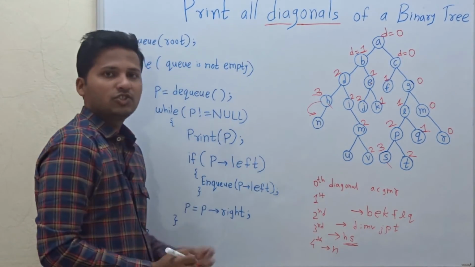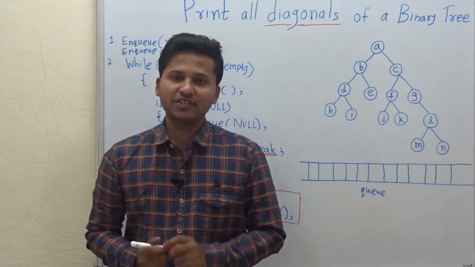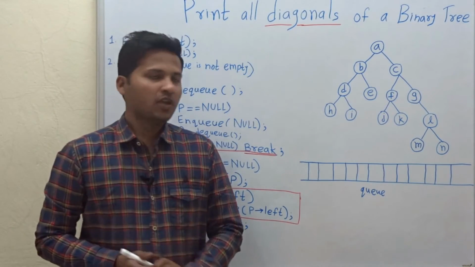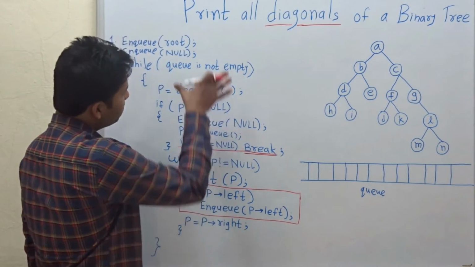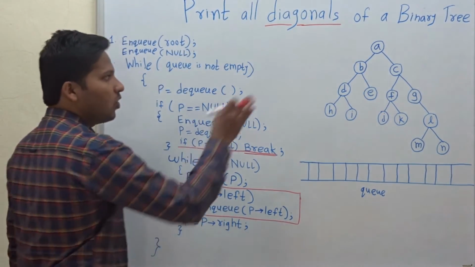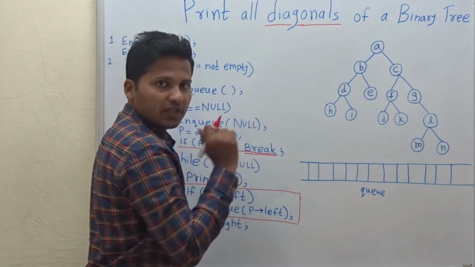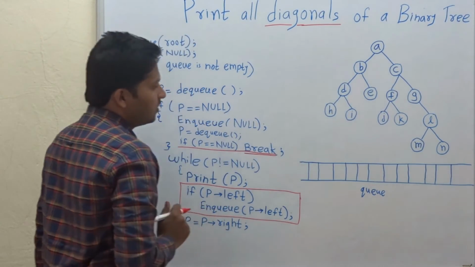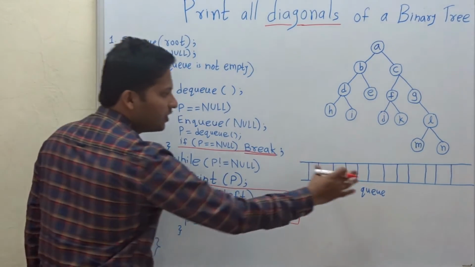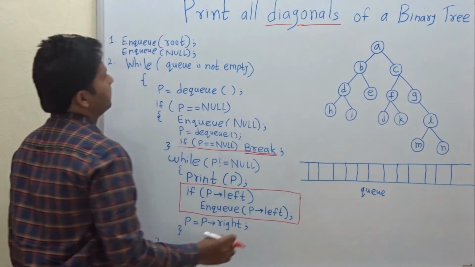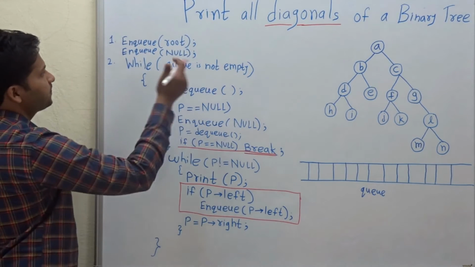Yes, so this is the shortcut. Now let's see the algorithm for writing the program. We are going to execute this algorithm on this binary tree so that you can understand perfectly. For the algorithm we are going to use this queue. So let's see the code now.